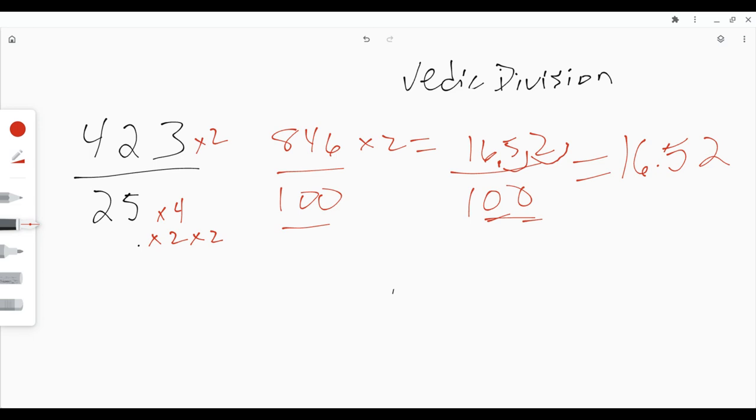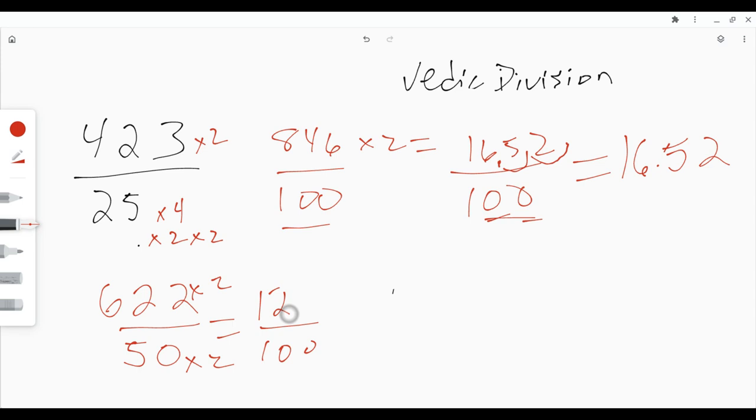Okay. So say I have it now, my denominator has to be a factor of one of those tens, hundreds, whatever. So say I'm dividing it by 50, right? And I have 622 divided by 50. Well, I have to multiply that by 2 to get to 100, which means that I'm going to then multiply that by 2. So 1244, move it in 2 times. 12.44.